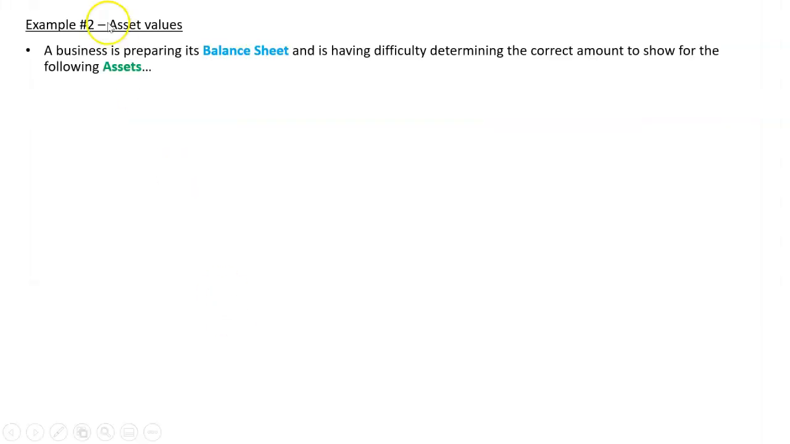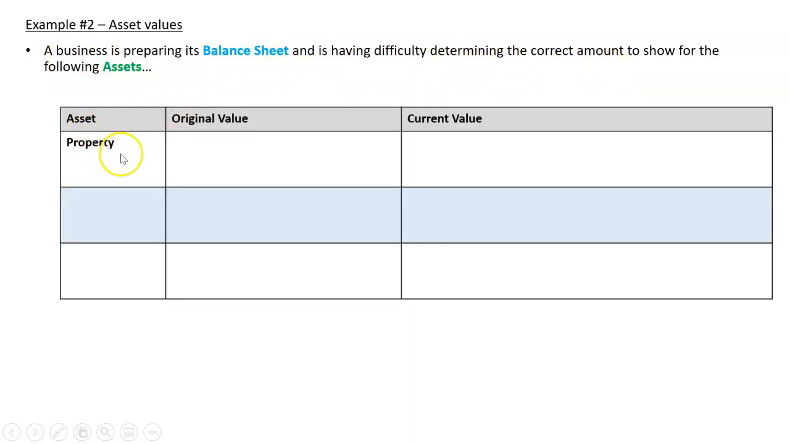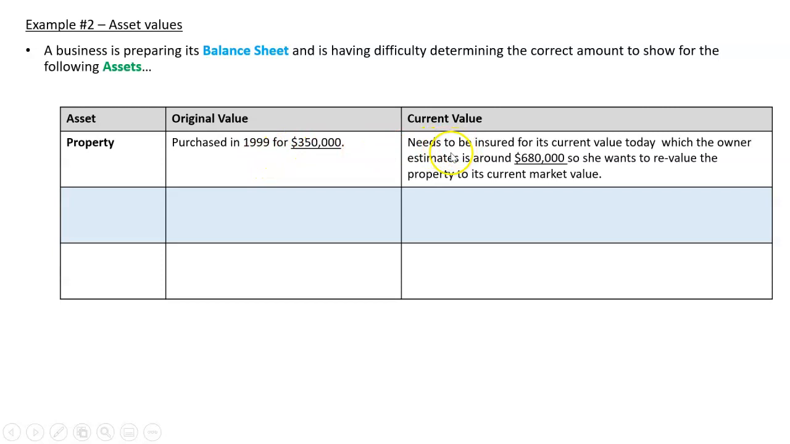What about verifiability with asset values? We're going to get this a lot during the year. A business is preparing its balance sheet and is having difficulty determining the correct amount to show for the following assets. Let's take the property. The original value: it was bought in 1999 for $350,000. The current value: well, you've got to insure property. Let's say it burnt down, you don't want to be insured for $350,000, because that's not going to get you much today. So it should be insured for its current value. The owner says, I reckon it's about $680,000.